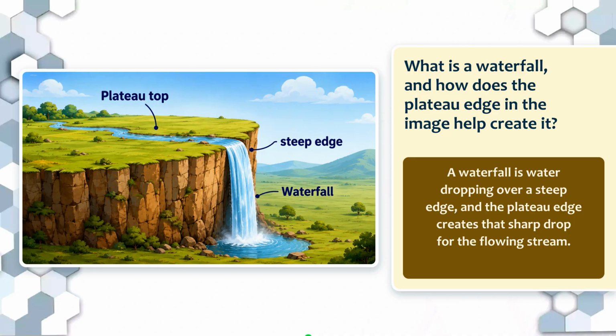What is a waterfall, and how does the plateau edge in the image help create it? The stream and edge show the relationship. A waterfall is water dropping over a steep edge, and the plateau edge creates that sharp drop for the flowing stream. The image shows the water falling where the land falls away. Next, we will use the Deccan Plateau as the main Indian example of a plateau.